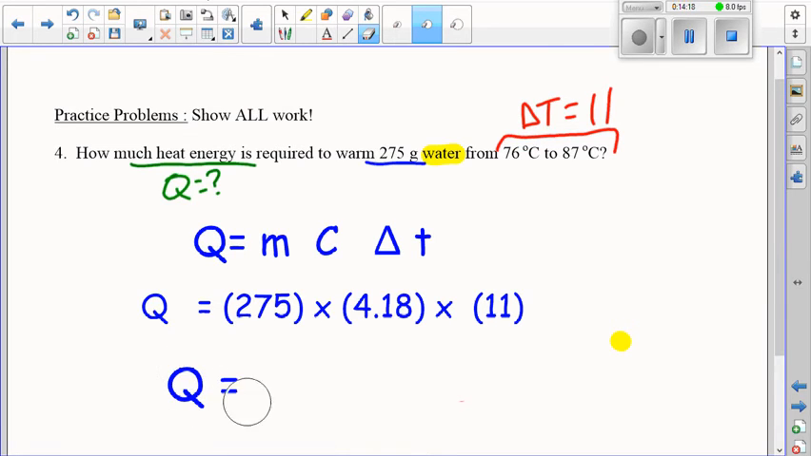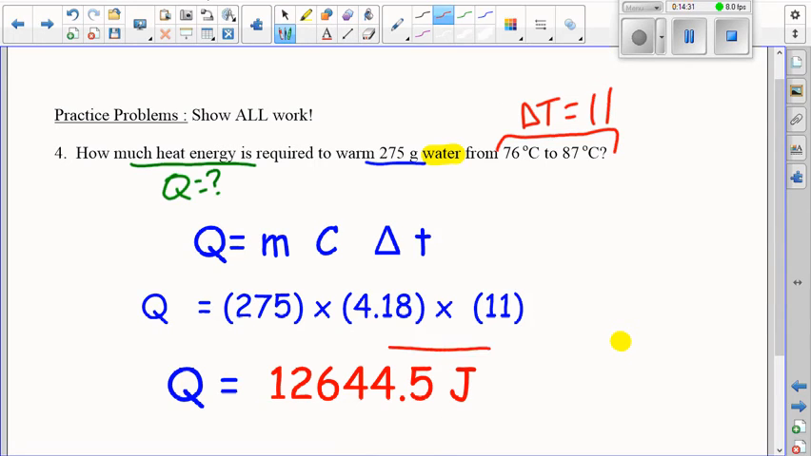You'll find that your Q equals 12,644.5. And what are the units on that? Joules, right? Nice save. And I'm a model student, so of course I'm going to box that puppy up. Boom. Just like that.